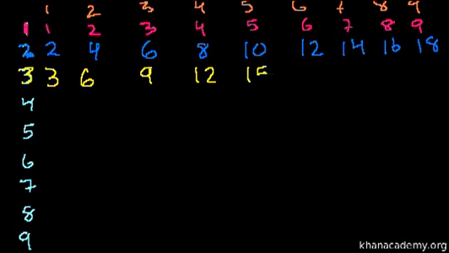12 plus 3 is 15. 15 plus 3 is 18. 18 plus 3 is 21. 21 plus 3 is 24. 24 plus 3 is 27. So 3 times 9 is 27. 3 times 8 is 24. So if you were to say 8 plus 8 plus 8, it would be 24.